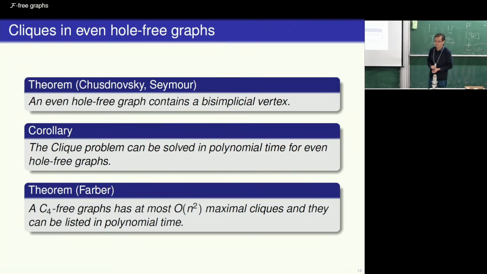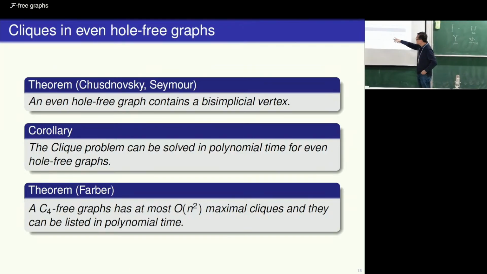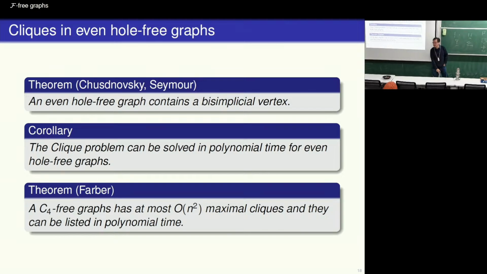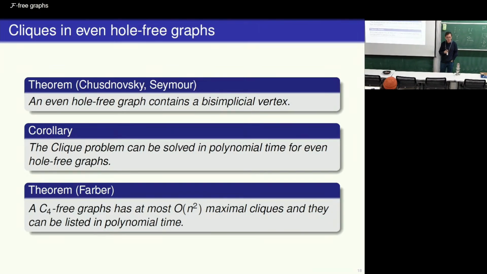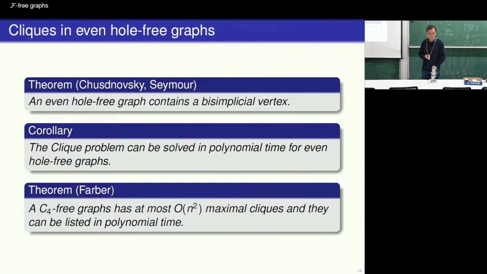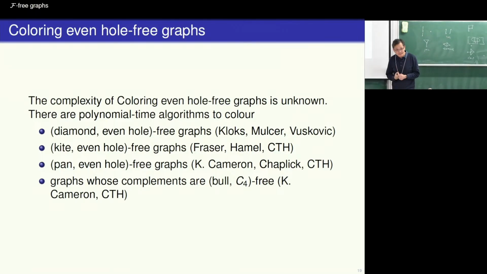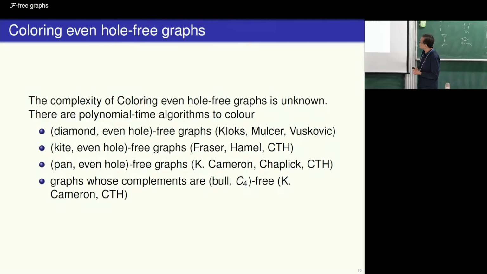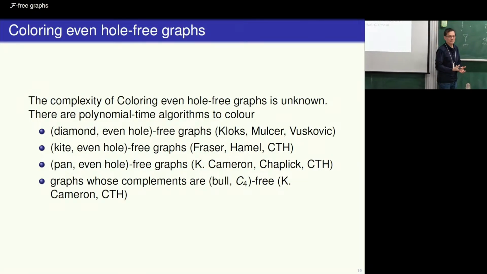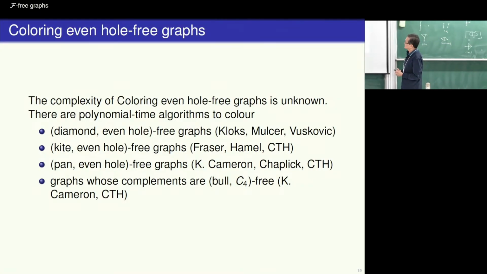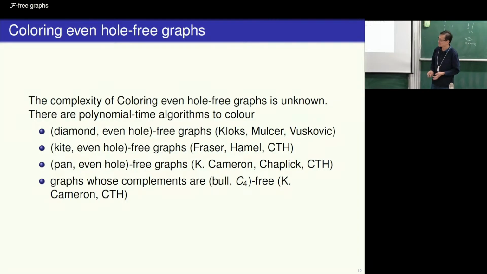The corollary of this is that you can solve the clique problem on even hole free graphs. I want to mention a very well-known theorem of Farber, when he showed that a C4-free graph has at most order n squared maximal cliques. Maximal is meant with respect to set inclusion, not size. So the complexity of coloring even hole free graphs is unknown, but there are special cases where you can color these graphs in polynomial time, like if you forbid, say, a diamond or a kite or something like that.